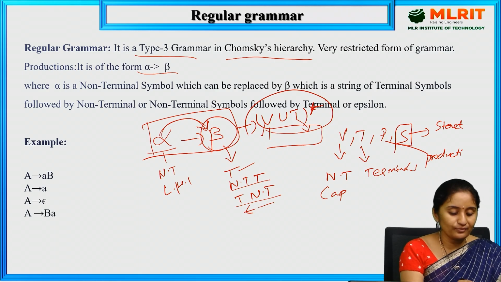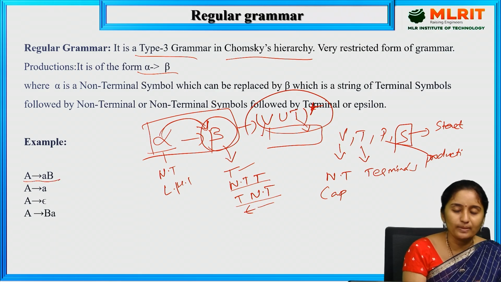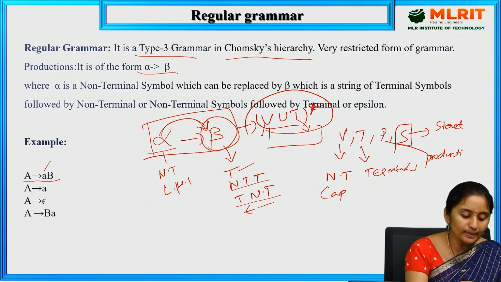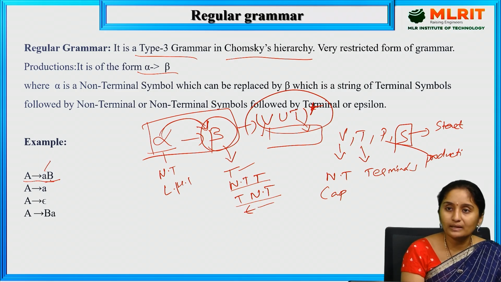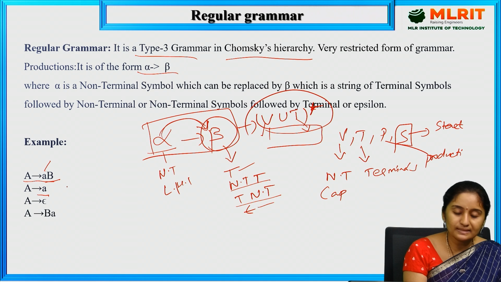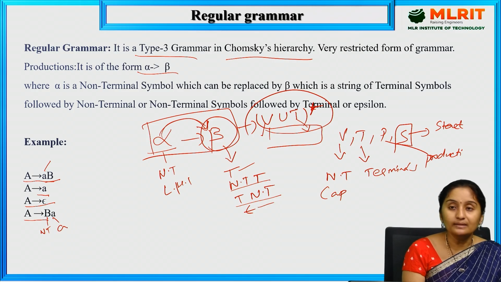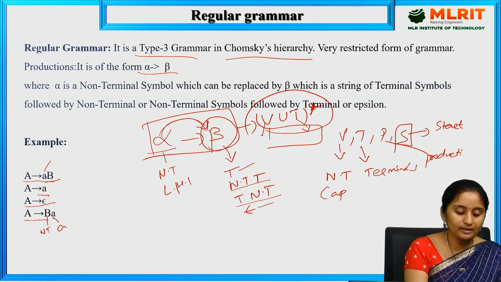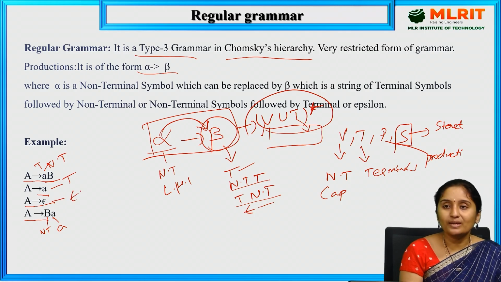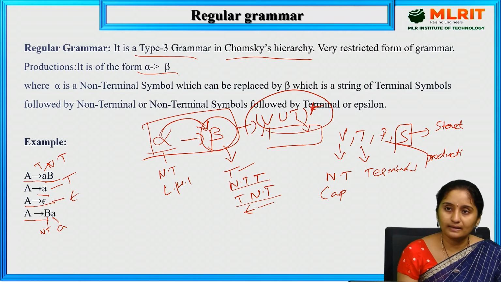Let us see a few examples here. A produces AB: a terminal followed by a non-terminal. Yes, it is true. Here a single terminal is there. This is also a regular grammar production rule. A produces epsilon, yes. A produces BA: B is the non-terminal and A is the terminal, a non-terminal followed by a terminal. We can have a single terminal and we can also have epsilon. This way we can have productions in the regular grammar.